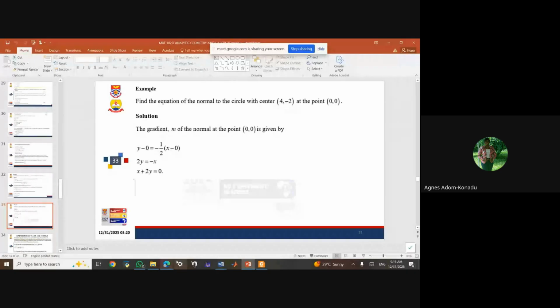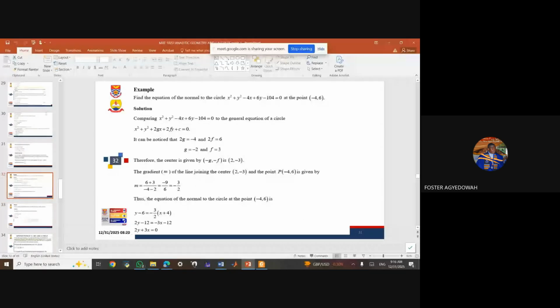Okay, there's a hand up. Foster, your hand is up. Yes, please, madam, I want a clarification on the question we just solved at the other side of the board, pertaining to finding the gradient of CP, and we got -3 on 2, and finding the equation of the normal.